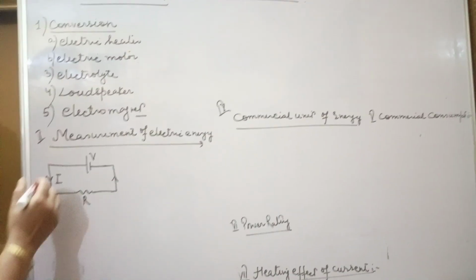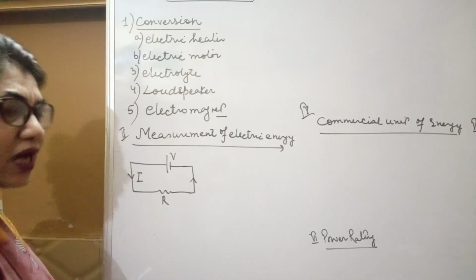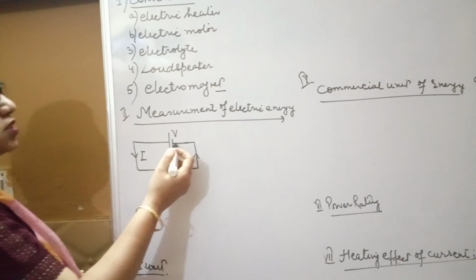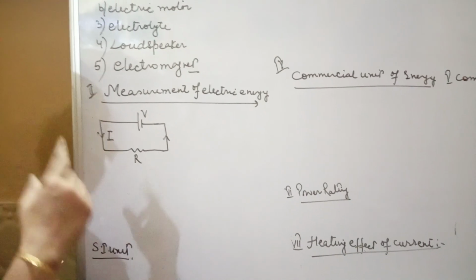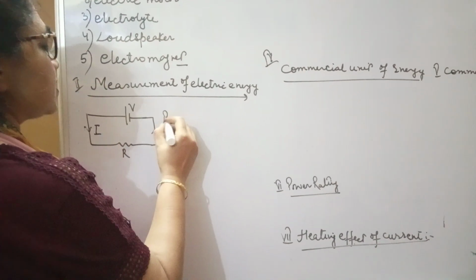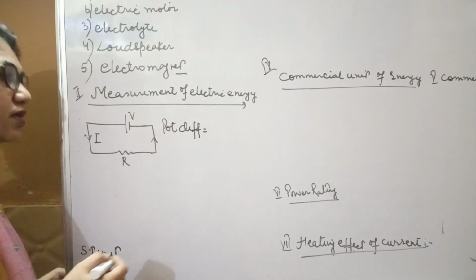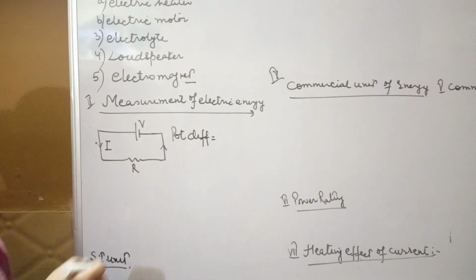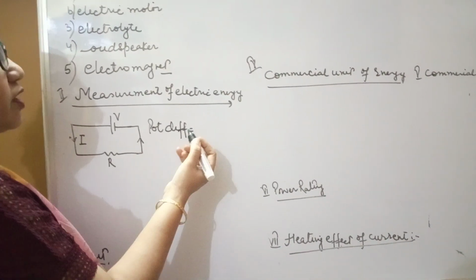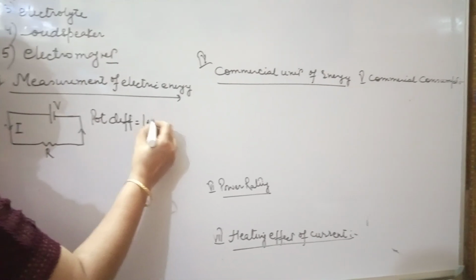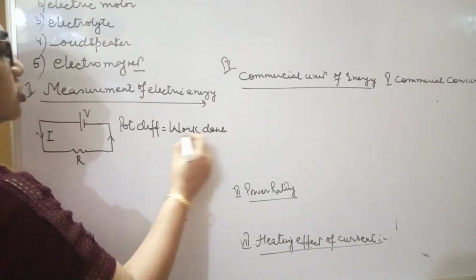For that, I just consider one cell that is connected to one resistor. The resistor may be a bulb, may be a fan, may be anything. So when we switch on this cell, current I will flow in the circuit. If you remember the potential difference definition, I will start from it to calculate the electric energy. It is the amount of work done to bring one unit positive charge from one point to another point. On the basis of that, potential difference is equal to work done upon charge.